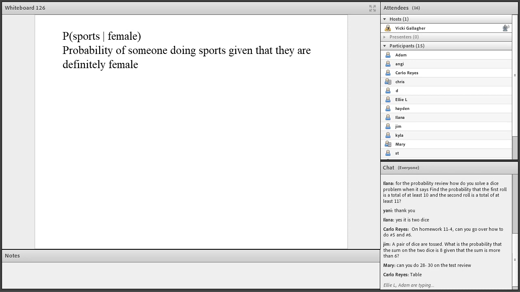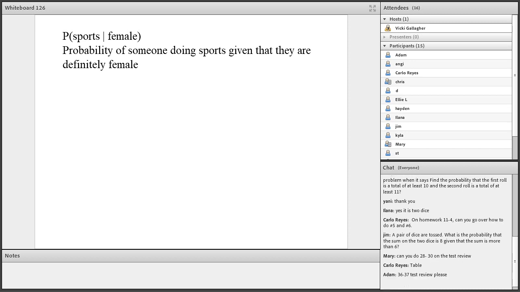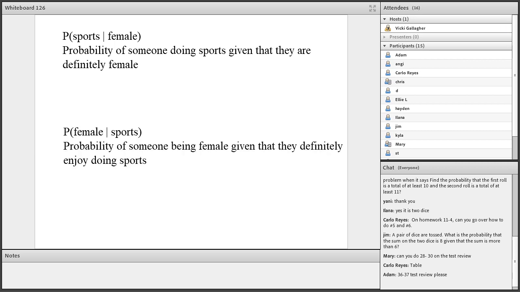And then question 6 switches it. Question 6 says the probability of someone being female given that they definitely enjoy doing sports. And so again, they both say sports, they both say female, but because they're in different orders, that changes the numbers that we're going to use. It actually only changes the bottom number of the fraction. The top number for the fraction is going to stay the same.